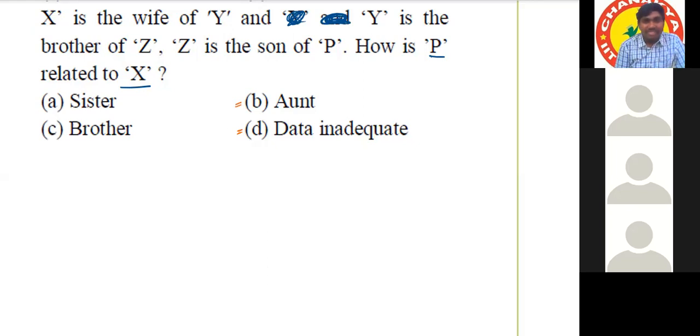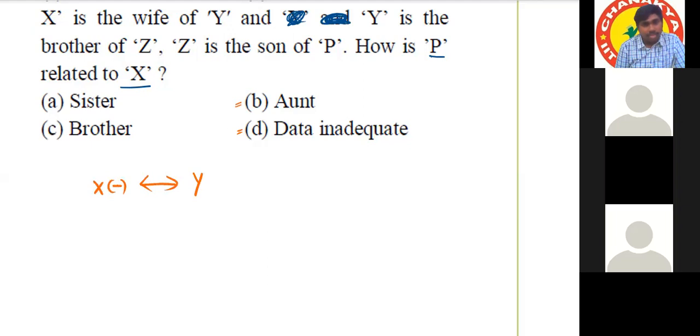Okay. X is the wife of Y. X is the wife, means X is a female. So can you say Y's gender? Male. From this statement, if a spouse relation is given, we can declare both persons' genders. But that is not possible in the other two relations, parental relation or sibling relation.